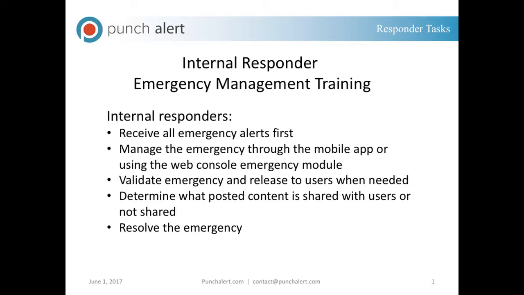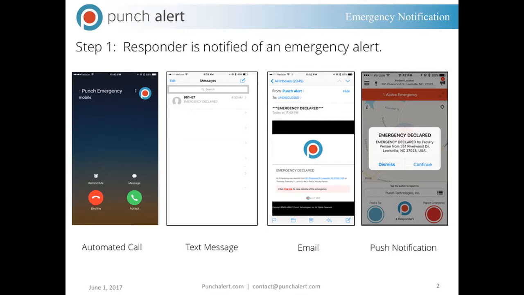Responders have several tasks to perform. They receive the emergency first and must validate the emergency for release to other users. If they decide to release the emergency, they will determine what posted content is to be shared or not shared with users. They will manage the active emergency using either the mobile app or the emergency page in the Punch Alert web console. In the following slides, we will go through the emergency management process for both the mobile app and the web console. How are you as a responder notified when there is an emergency?